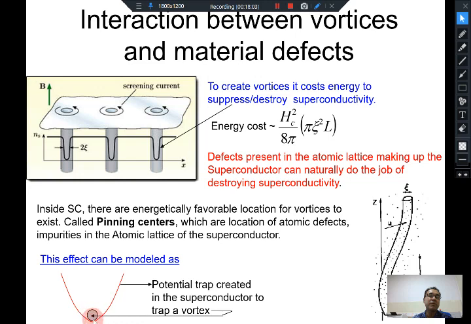The vortices energetically actually prefer to stay in those locations compared to other superconducting regions, because for them to be present in any other region of the superconductor where there is no pinning, it costs energy. It will cost energy to suppress the superconductivity in that region and create a vortex out there. Okay, so there is a free energy barrier, and so the vortex actually gets pinned. It gets stuck in these regions, and this pinning is extremely useful for superconductors. This I will come back to when I discuss vortices.